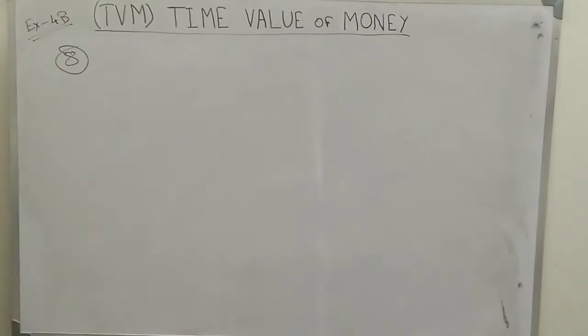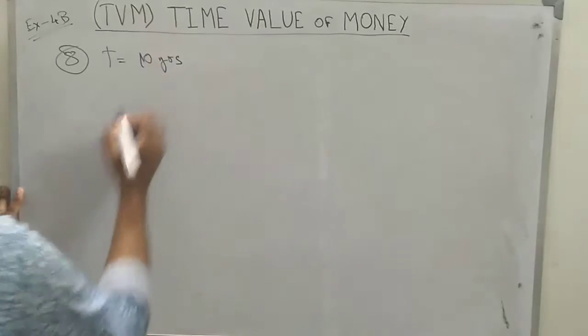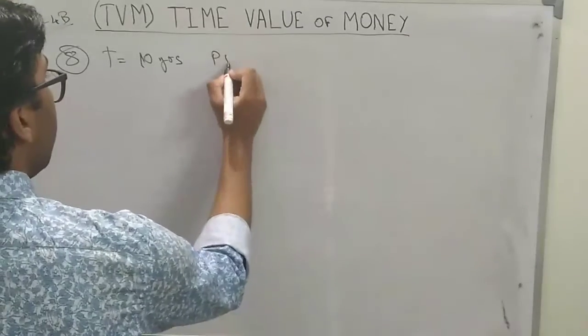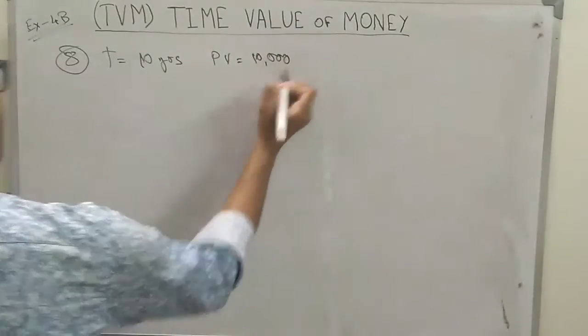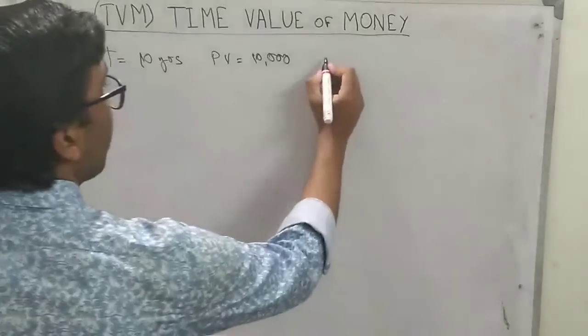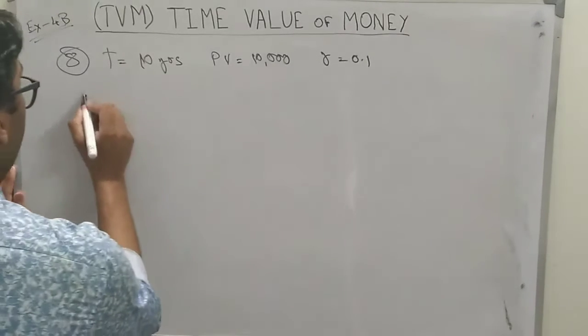Question number 8. In question number 8, it is asked that the useful life of a machine is estimated to be 10 years. T is given, which is 10 years, and cost is 10,000. That means the present value is 10,000. Rate of depreciation is 10% per annum. You have to calculate the scrap value at the end of the life of the machine. The scrap value means you have to calculate the future value.